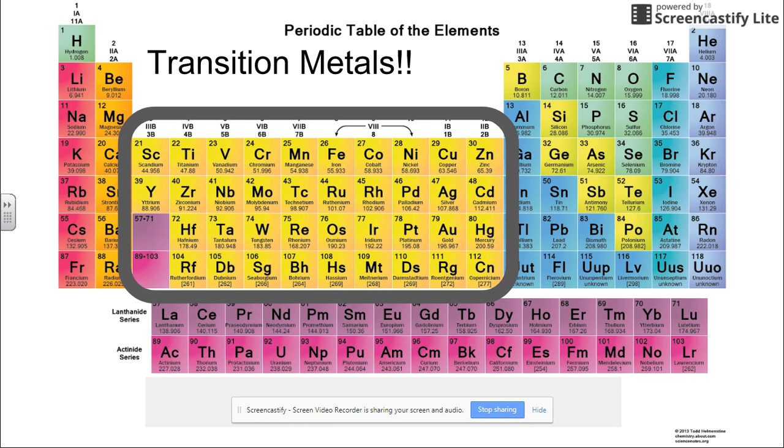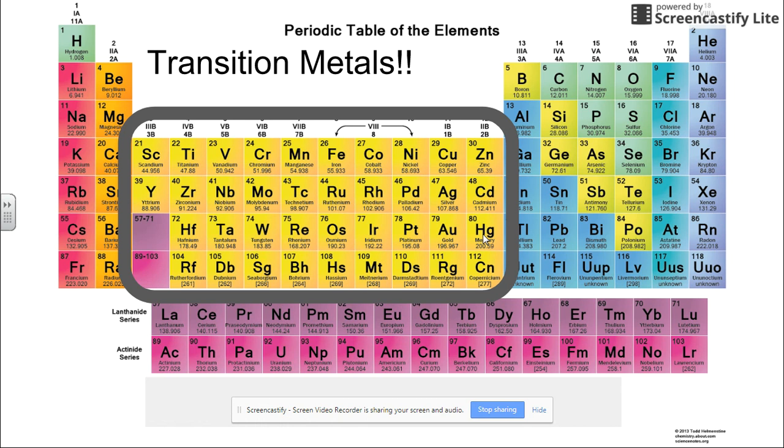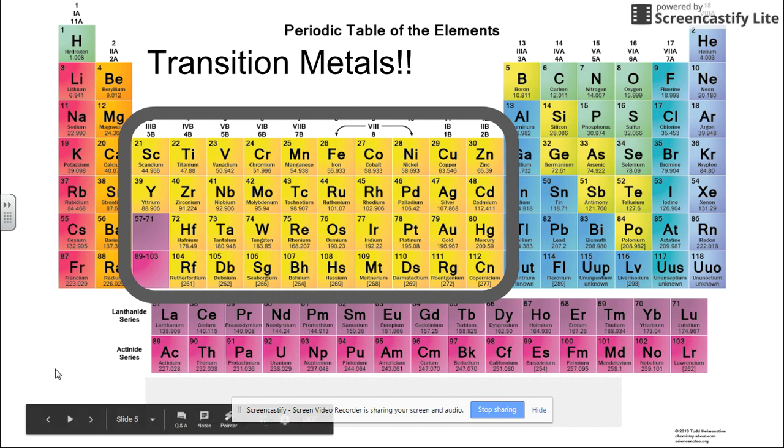But this is kind of where you think of most of your metals, right? Silver, gold, copper, mercury. What? How's mercury? Had to, guys. Sorry. Iron. All of these guys. These are like what you think about when you think of metals. So pause, color, get ready for the notes.